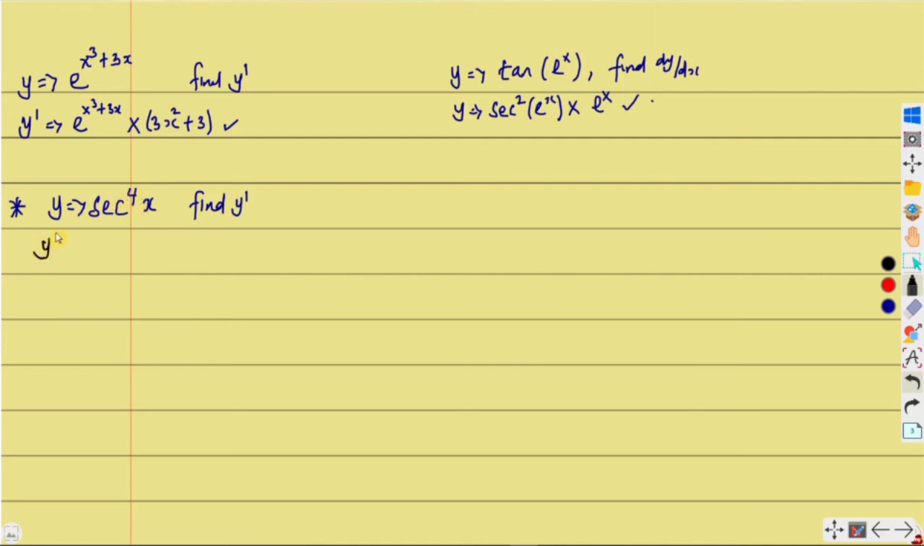So y prime, the direct solution, will be t raised to power 4 giving you 4t cubed. Remember, you are not going to write t, so please be very, very careful. It should be 4, then t cubed is now sec cubed of x. Then you multiply by the derivative of sec x, which is sec x tan x. So when you differentiate sec to the power 4 of x, your answer is 4 sec cubed x times sec x tan x. Students should keep all this in mind because it is very, very important.